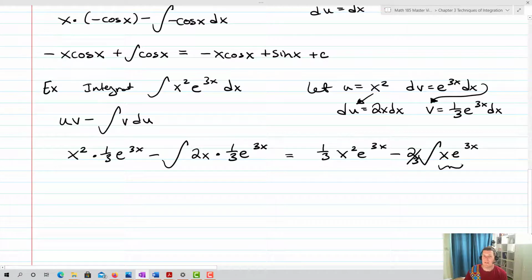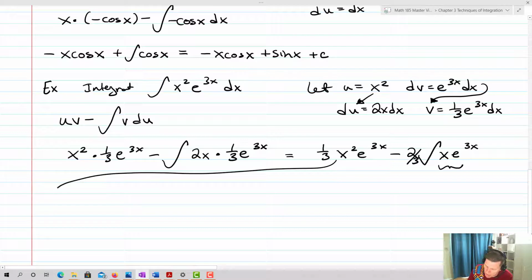another integral that I'm going to have to use integration by parts with. I'm not actually going to be able to integrate this with anything else that I already have right now. So I'm going to have to use integration by parts again. So what I'm going to do is I'm going to keep this guy over to the side. So that's 1/3 x squared e to the 3x.